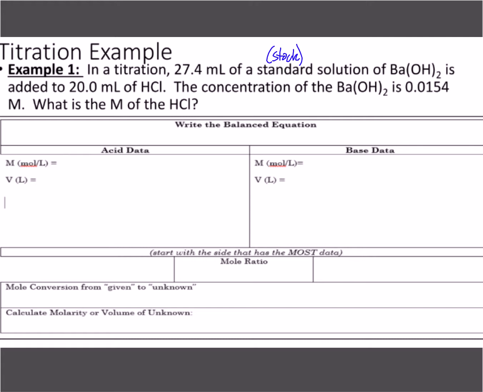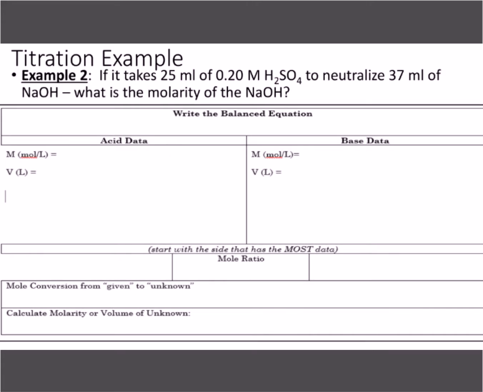Basically, guys, if you have a molarity and a volume for a solution, whether it's an acid or a base, that's your stock solution. You know the volume and you know the molarity. You're going to be searching or calculating for the other molarity or volume, depending on what they give you, but one of the other pieces of the other substance. Okay? So we did this example yesterday. You can again go back and watch that video. Let's move on to example number 2.